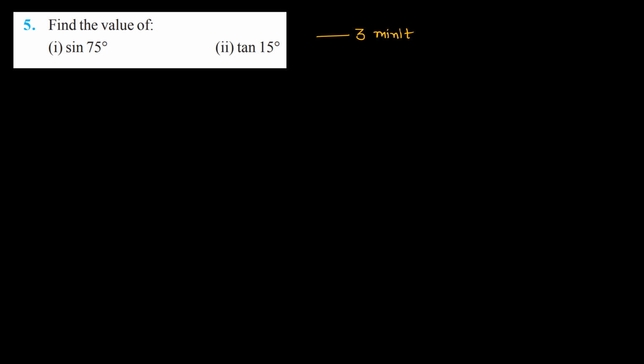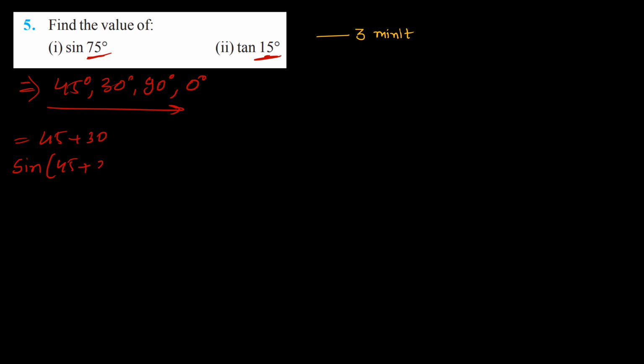Okay, in this question we have sine 75 degrees, and as we know, we have no direct value of sine 75 degrees. So let's find it. But we have the values for 45 degrees, 30 degrees, 90 degrees, and 0 degrees. So let us make a combination of these to get 75 degrees, or any angle given in the question. So we can find 75 degrees as 45 plus 30 degrees. So we just put here sine of 45 plus 30 degrees.